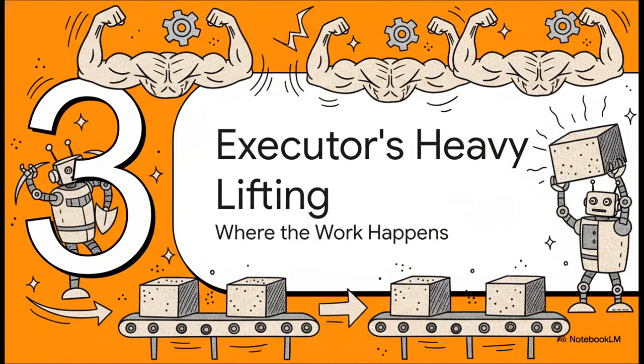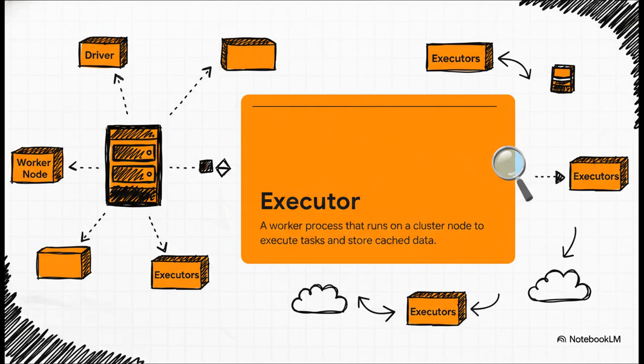All right, so if the driver is the brains, then the executors, well, they're the brawn. These are the powerful worker processes that are actually out there on the cluster nodes, carrying out the driver's perfectly laid plans. This is where the real work gets done. So what is an executor really? At its heart, it's a dedicated process running on a machine in your cluster. And its entire purpose in life is to do two things, and do them well. Execute the tasks it's given by the driver, and hold on to data in memory to make everything faster. That's it. It's simple, it's powerful, and it's what makes Spark so scalable.